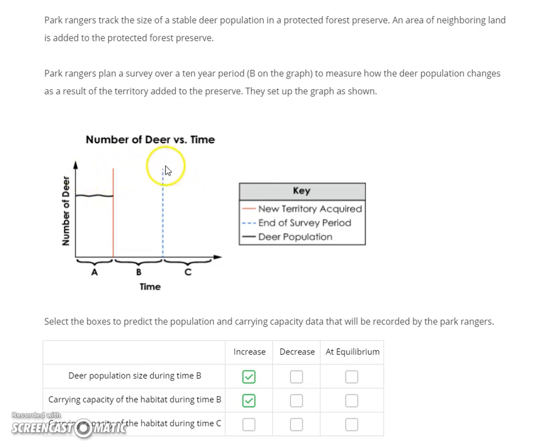And then after the 10-year period is up, they're going to stop the survey, and we're going to make a guess as to what we're going to see after that. Probably after 10 years, the population's probably going to be where it needs to be. So the carrying capacity during time C is probably going to be at equilibrium. There's nothing changing here other than they're going to stop doing a survey. So once it's up, it should stay at that level during time C. So it should be at equilibrium. So those are our answers there.